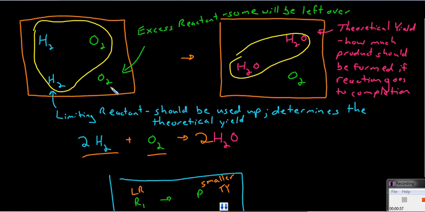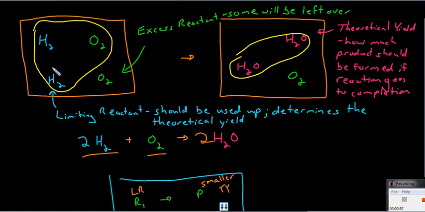But you can see that some oxygen is unreacted. This oxygen was unreacted because we had an excess of it, we had more than we needed to react with all our hydrogen. That oxygen was our excess reactant. That is, it's the reactant which will have some left over after the reaction has reached completion.